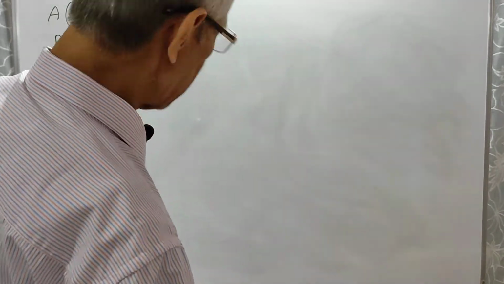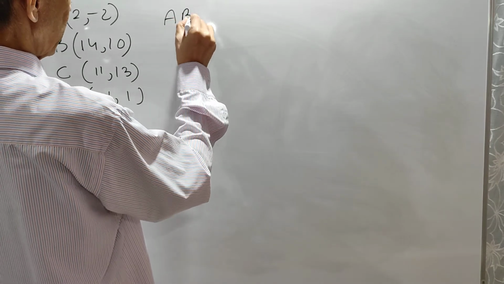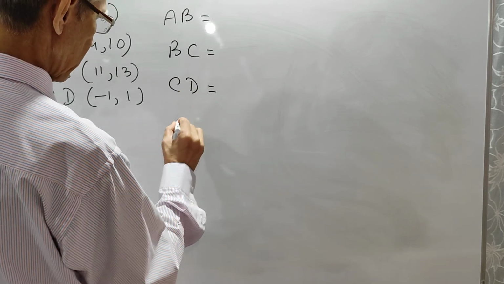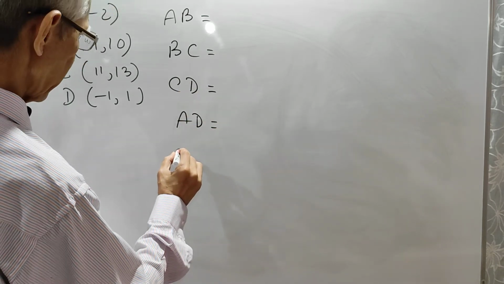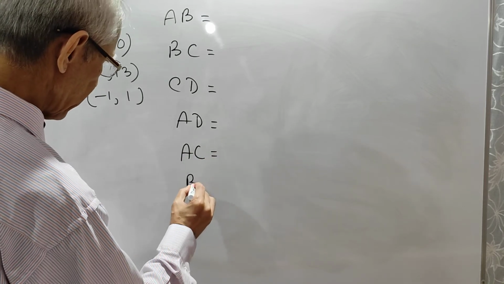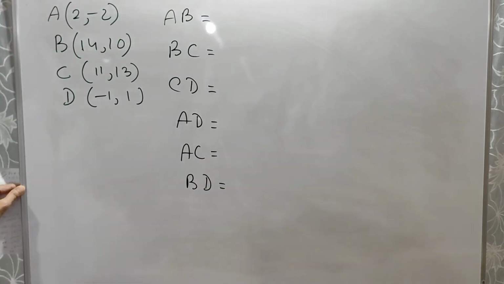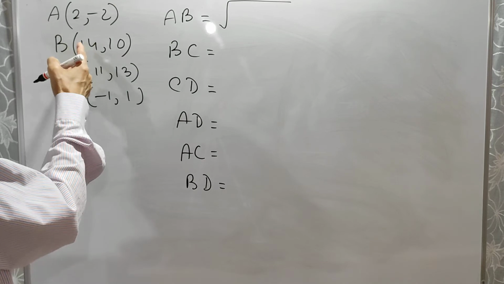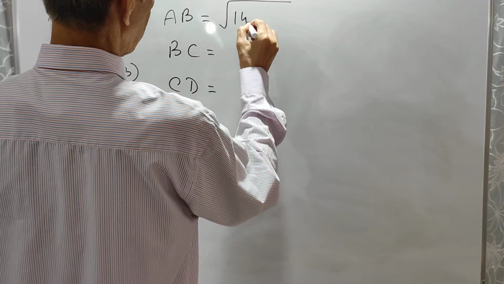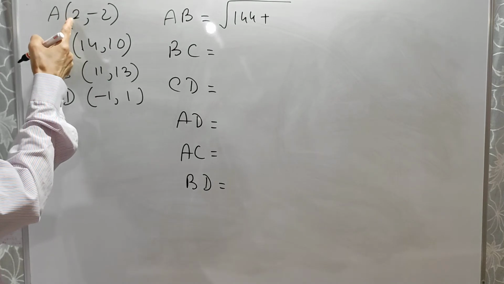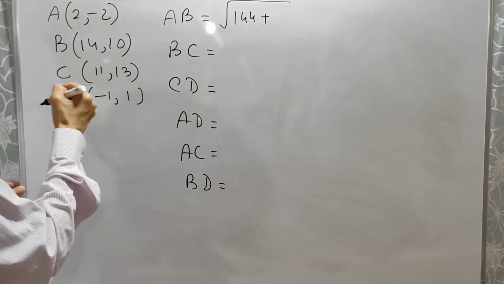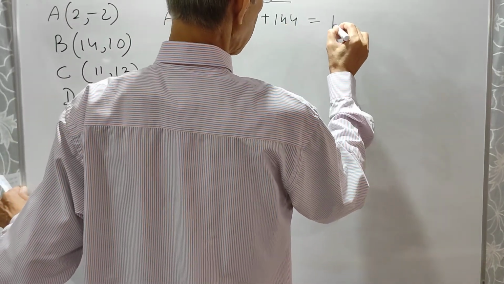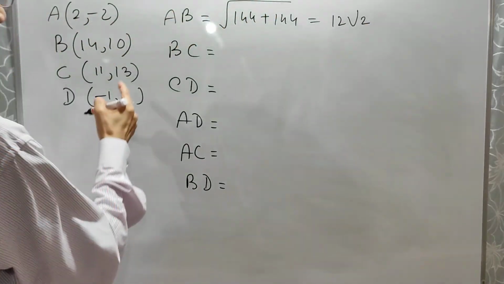Let us use distance formula to find AB, BC, CD, AD, then the 2 diagonals AC and BD. We have to find all the 6. Now what will be AB using distance formula? 14 minus 2, 12. 12 square is 144. 10 minus 2, 12, 144. So that means you get 2 into 144, that is 12 root 2. Then BC.